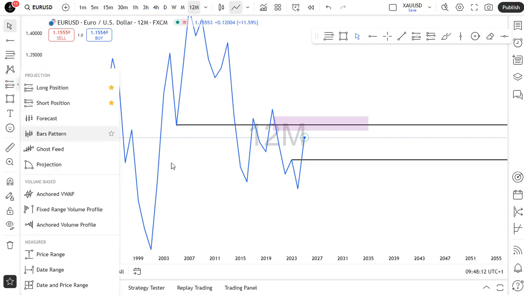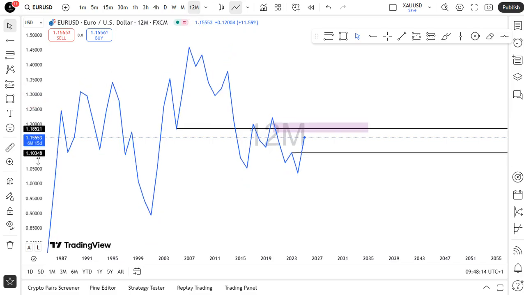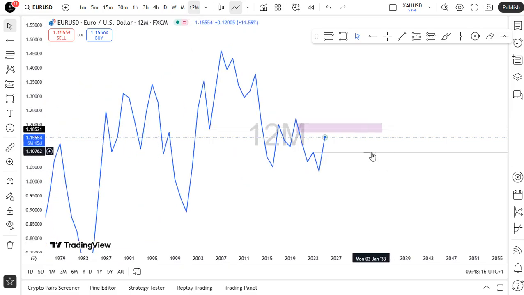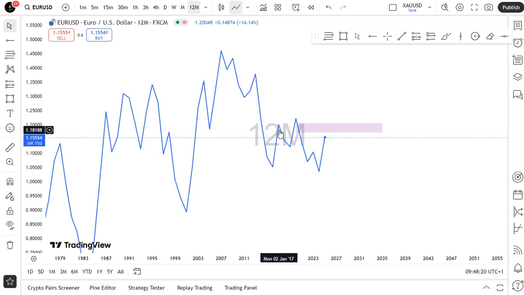Okay, this is what I usually do. Let me show you. We've known already that it is overall bearish, but currently it is bullish. We're still on the higher time frame, so we've determined our direction.